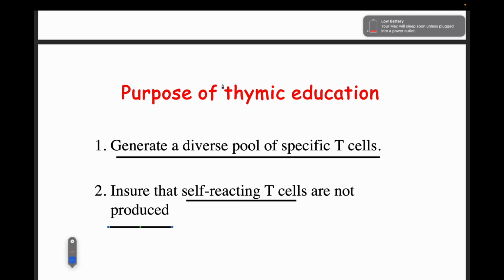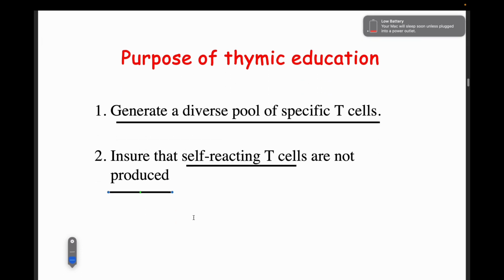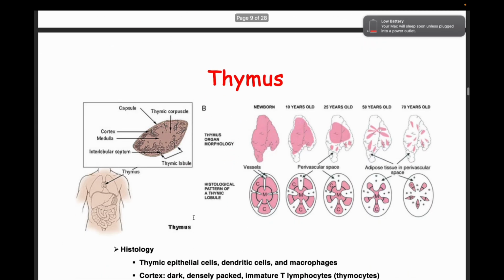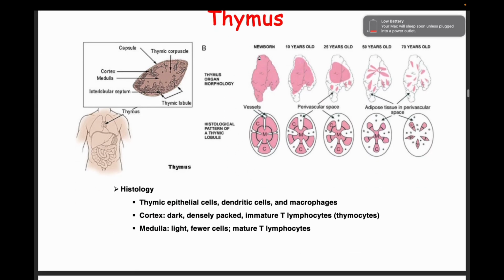So now, thymic education is important for two things. Immunocompetence, which includes the diversity of specific lymphocytes to specific antigens, and self-tolerance so that autoimmunity does not occur. Now let's move to the thymus. This is the thymus. It is most active when we are born, and when we reach 10 years old it starts to atrophy.